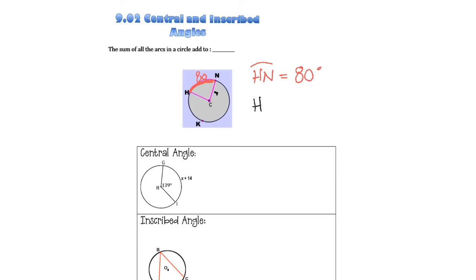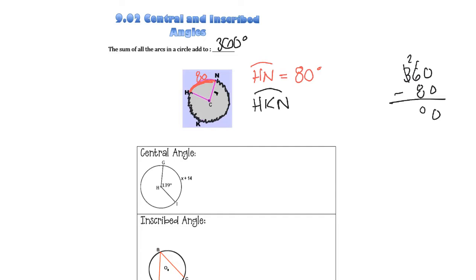Well, the rest of the circle, H to K to N, I'll do this in black. The rest of the arc, H to K to N, would make it all the way around the circle. And we know circles add up to 360 degrees. So I could figure out 360 minus 80. So HKN is 280 degrees. So the arcs always have to add up to 360 for the whole way around a circle. So that's a little bit about arcs. And remember, those are just like parts of the circumference.